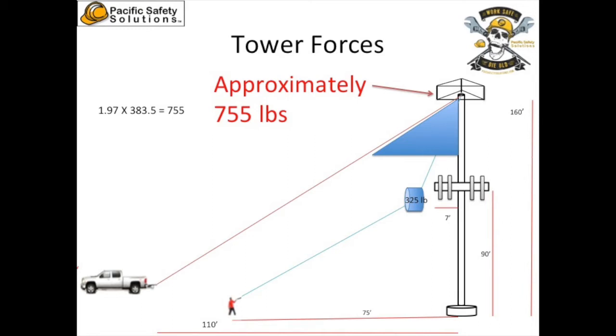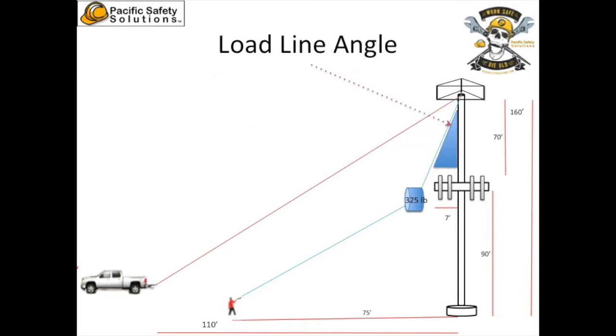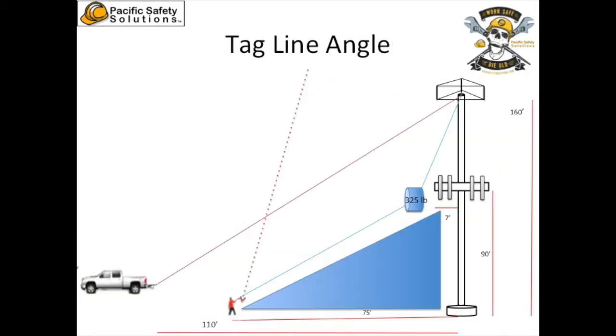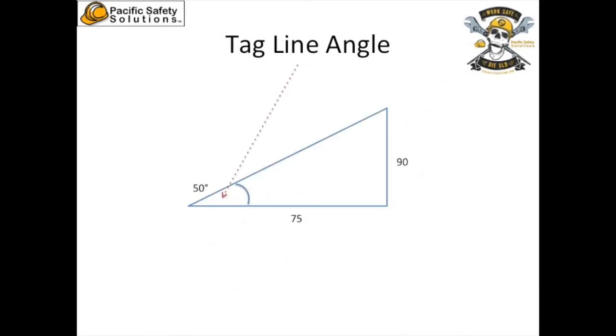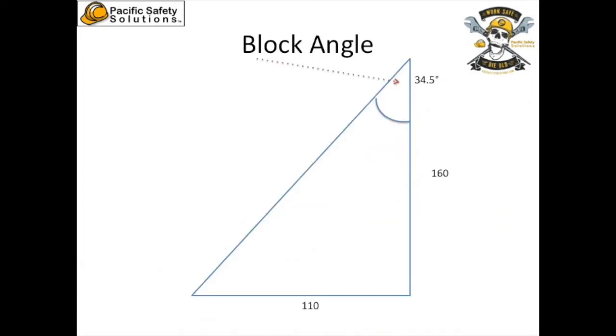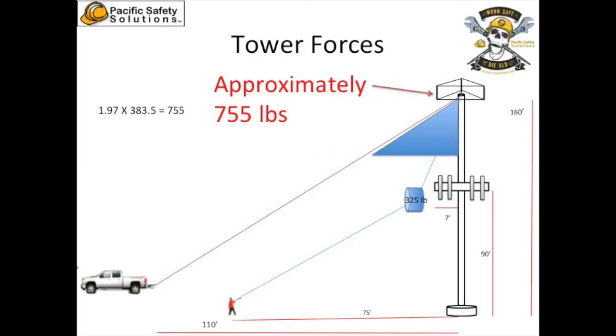So let's go ahead and recap what we just did. The first angle we found was the load line angle, the top triangle, and we found it to be 5.7 degrees. The next angle we found was the tagline angle, and we found that angle to be 50 degrees. The next angle we found was the block angle, the triangle up at the top, and we found it to be a 34.5 degree angle. So with those three angles combined together, we have solved the equation.